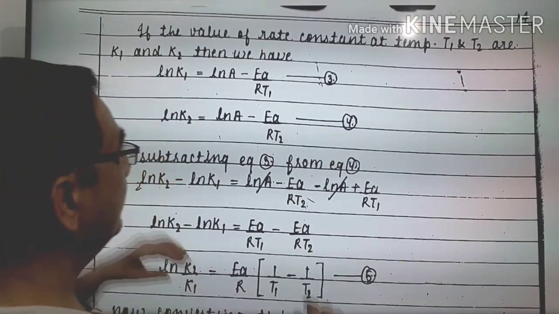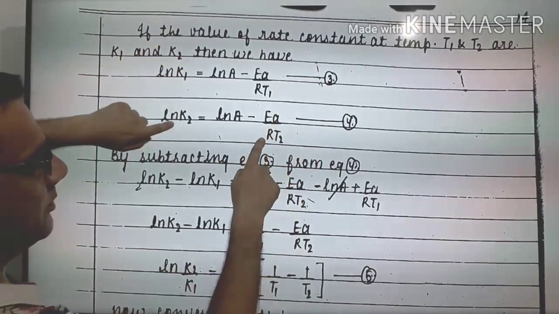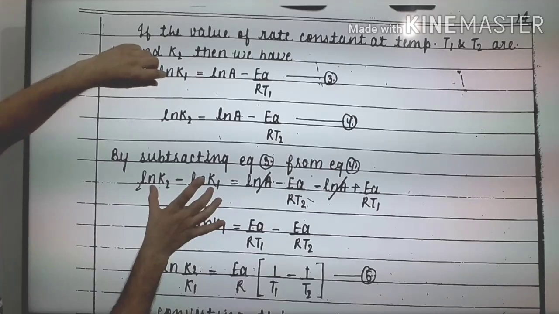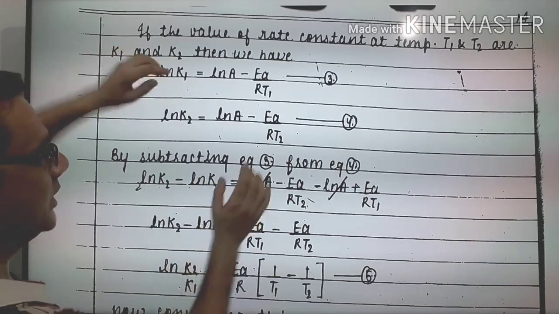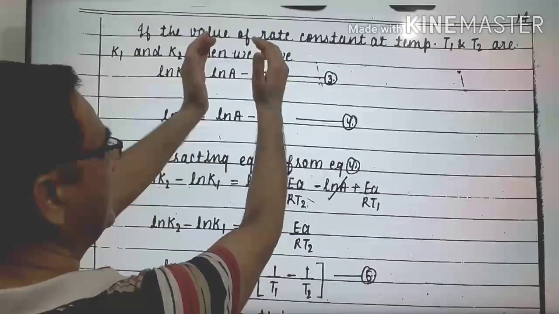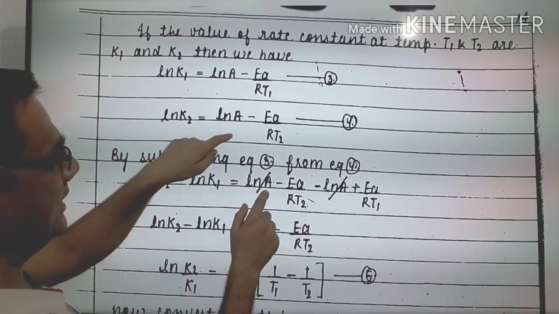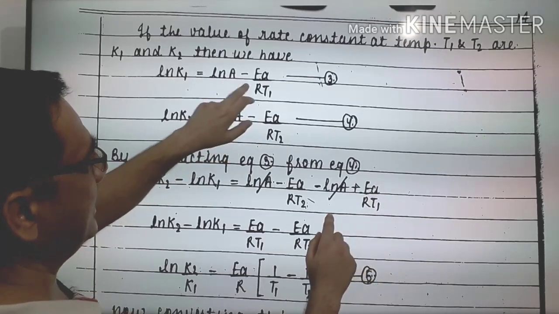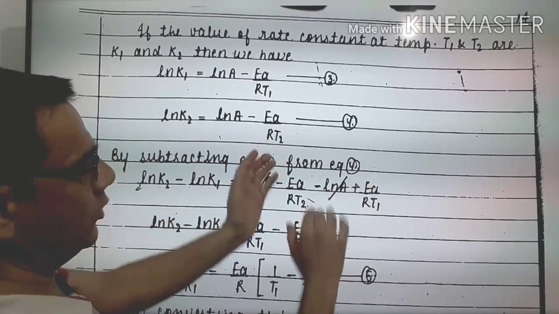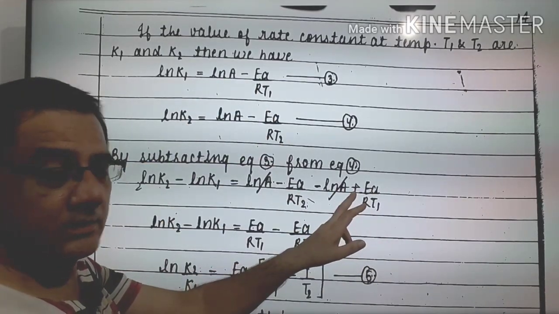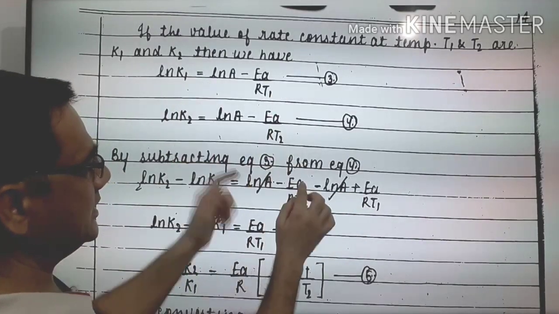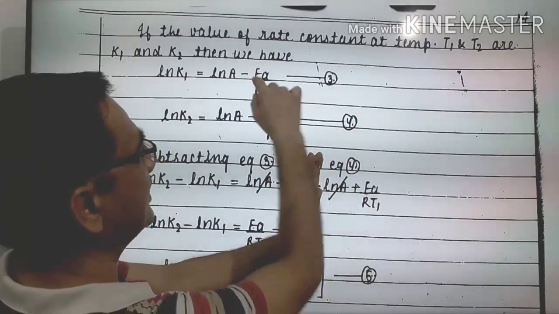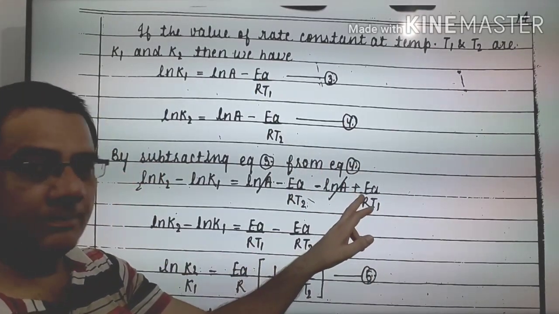So remember, we will subtract equation number 3 from equation number 4. Then ln K2 minus ln K1 equals this as a whole minus this as a whole. It means ln A minus E upon RT2 minus, in the bracket, ln A minus E upon RT1. When you open the bracket, it will come plus. See, ln A minus E upon RT2, this minus, or inside the bracket it will come minus. When you open the bracket, it will come plus.